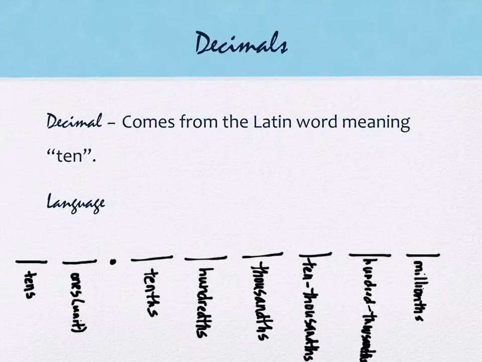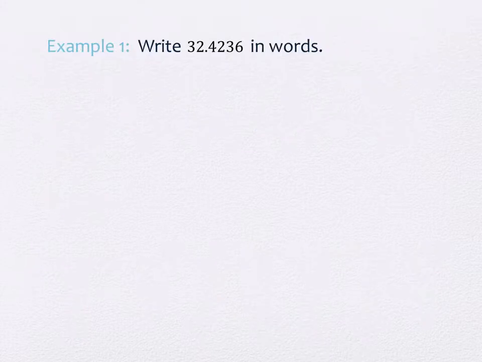And could we keep going? Sure, we could definitely keep going. There's nothing wrong with continuing on. We would have ten-millionths and then hundred-millionths, and then we'd have billions. Yeah, we would keep going. So this is just to give us a little bit of an idea. What we're going to do next is take some numbers and some language, and convert them back and forth, okay?